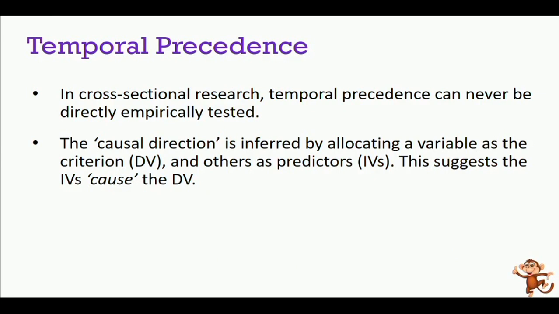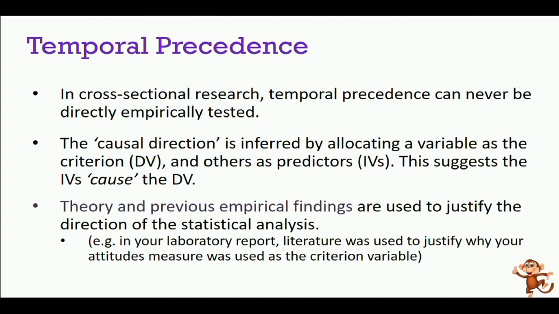The causal direction is actually inferred by allocating a variable as the criterion, the dependent variable, and the other variables as predictors. This suggests that the IVs cause the DV. But we can't prove that because there's also the possibility that the DV causes the IV or that some third variable affects it.